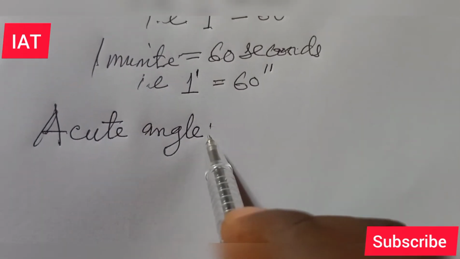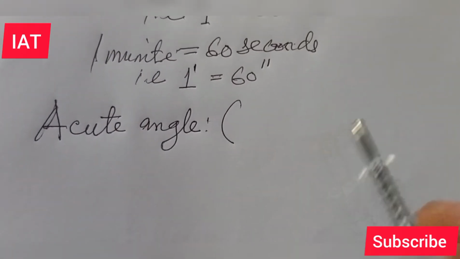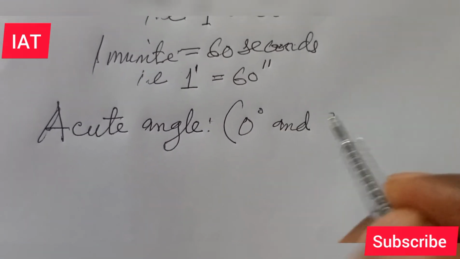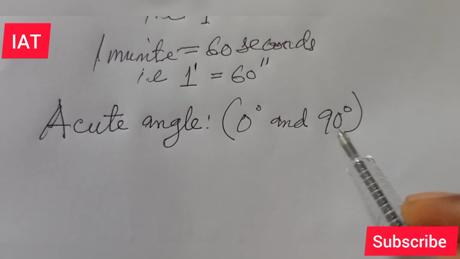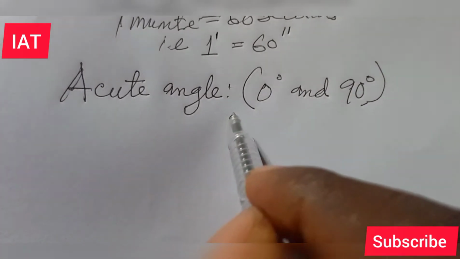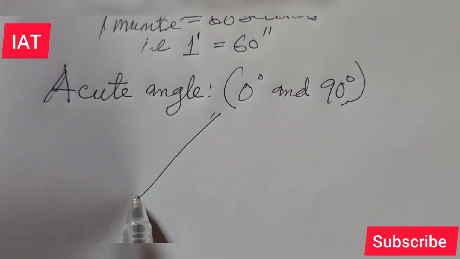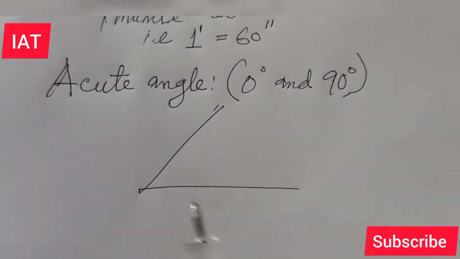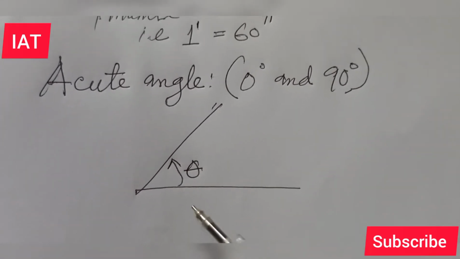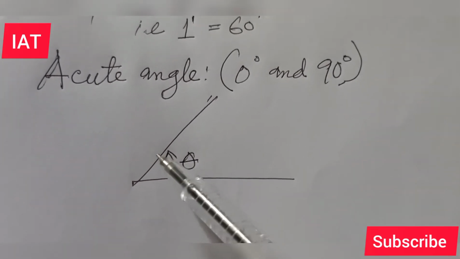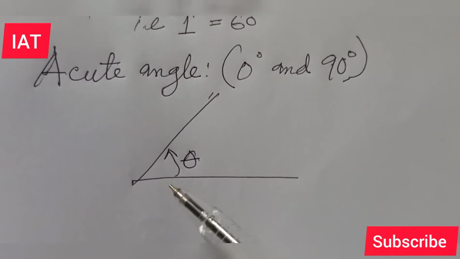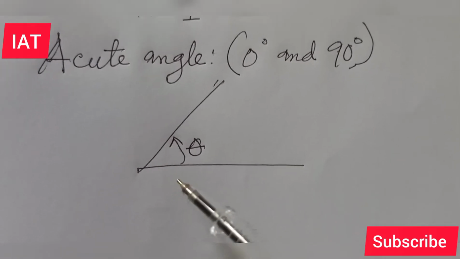This is simply angles that lie between 0 degrees and 90 degrees. The shape of this angle could be like this. We have this associated with a straight line like this, and this angle is theta. You can see that this angle is not up to 90 degrees. In a way, some people will say the angle is less than 90 degrees. So this is what we mean by acute angle.